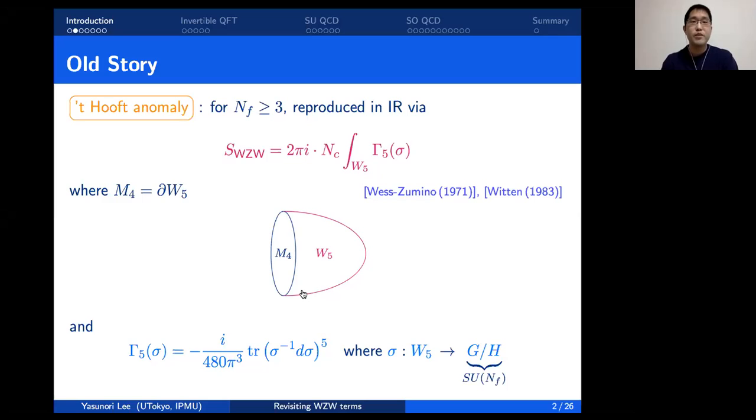But one immediately finds that there's an obvious ambiguity in this definition, in the sense that this W5 is not unique, and there are many different choices of W5 in general. So if the value of the Wess-Zumino-Witten term depends on which W5 we take, then the Wess-Zumino-Witten term might not be well defined. So we want to make sure that such a problem does not occur.